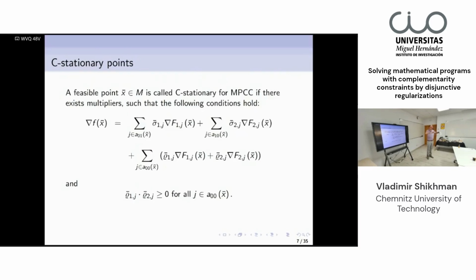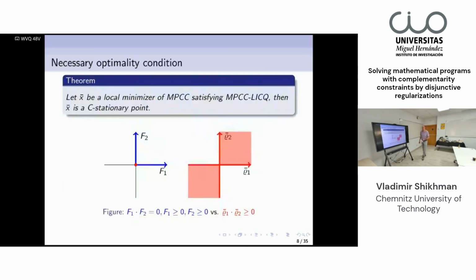Topologically, the low-level sets do not change. Plus plus is not enough, and stationary is not enough. You need to take plus plus and minus minus, or 0. So if you have a local minimizer, apparently it's a C-stationary point, and this is the set of multipliers. This is the set of multipliers. Recall, we have this.